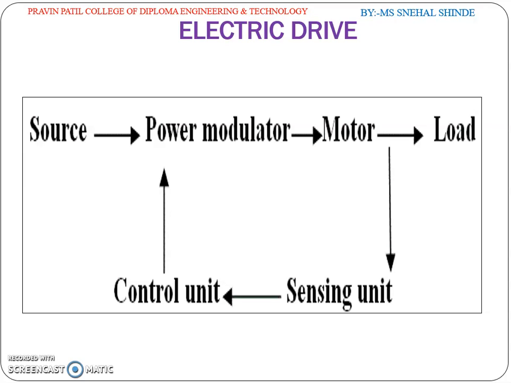The control of the power modulator is done through the control unit. The control unit takes feedback from a sensor about the performance of the motor. If the performance is not as per the requirement, the control unit generates control signals and sends them to the power modulator. The power modulator then controls the performance of the motor till the desired output is obtained.